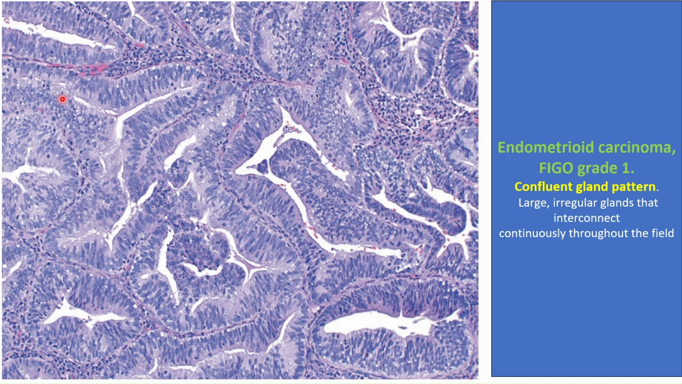Again in this section, this is confluent gland pattern, which is seen as large irregular glands that interconnect continuously throughout the field, and there is no stroma here. So this is again endometrioid carcinoma with confluent gland pattern.